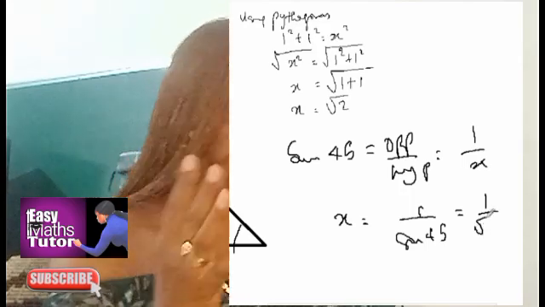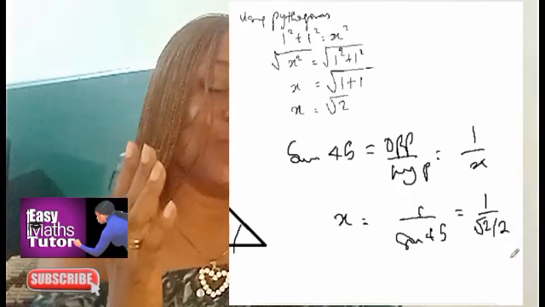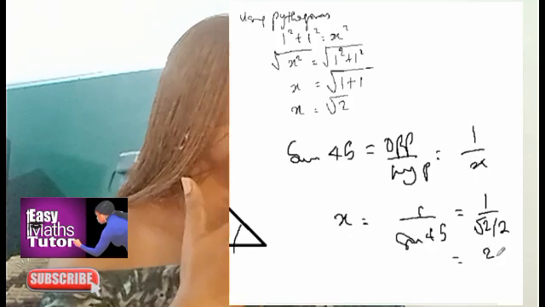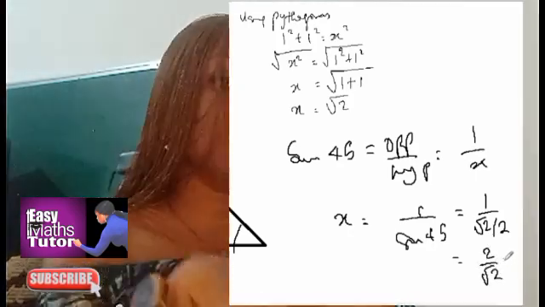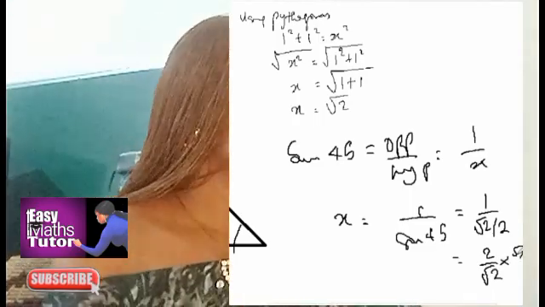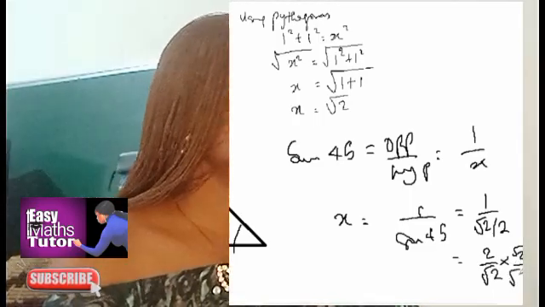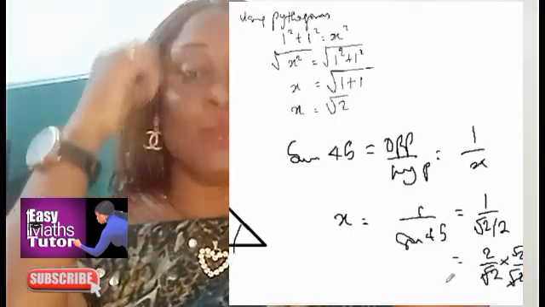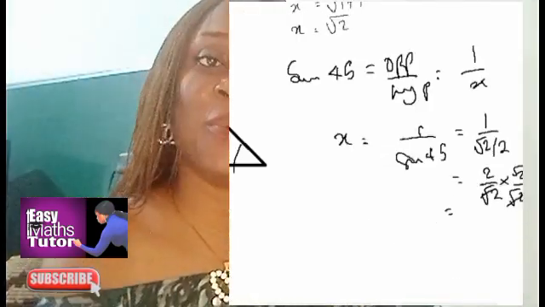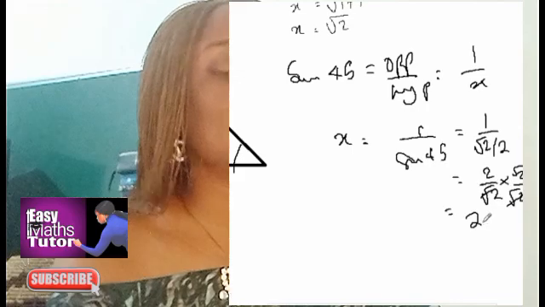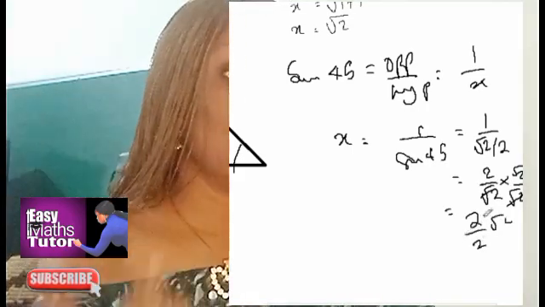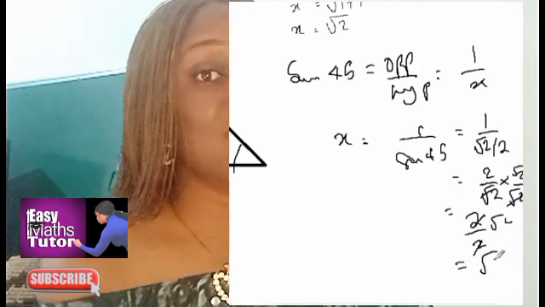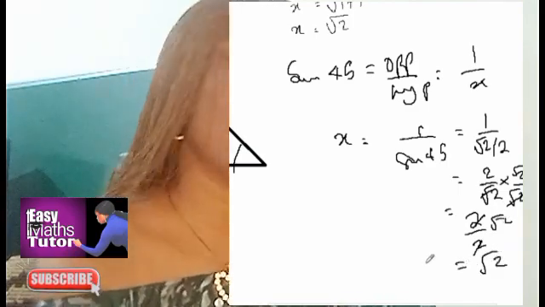Now, your question is, how is x the same thing as 2 over root 2 and root 2? If you rationalize 2 over root 2, that means multiply the numerator and the denominator by the square root of 2, we will end up having root 2, which is the same answer we got when we used the Pythagoras theorem. So that shows that you can use any of these methods to find the value of any side or angle of a right angle triangle.